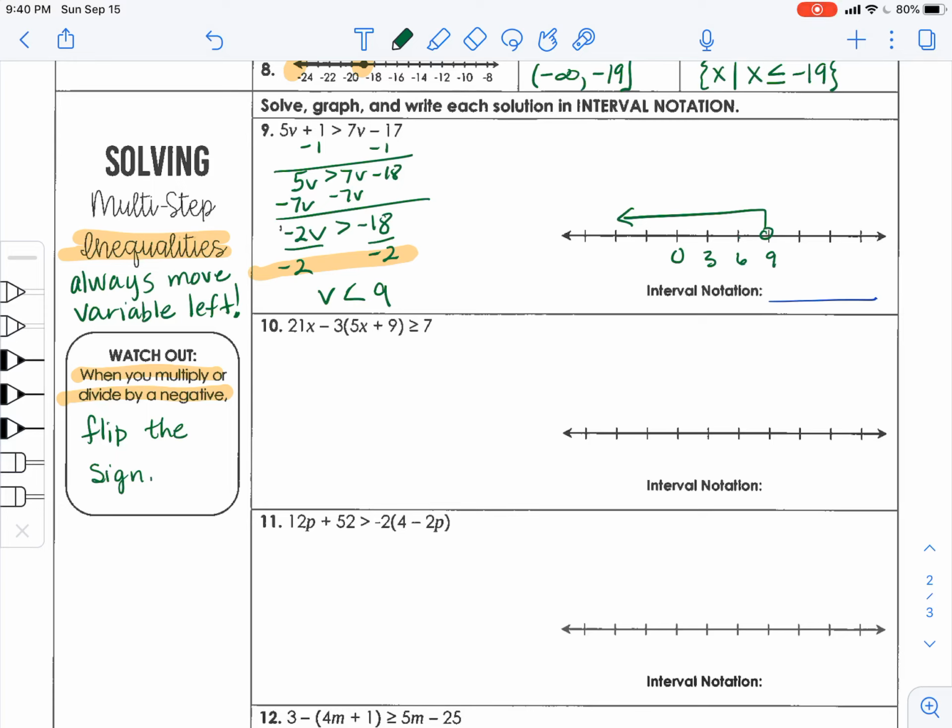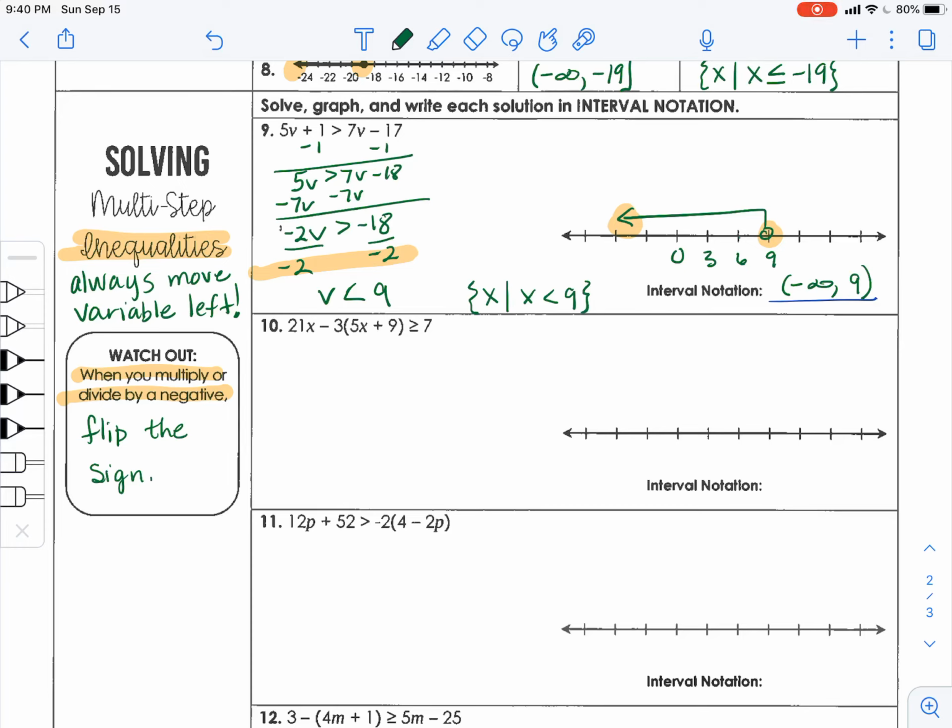Okay, so my interval notation, again, this is on the left, so that would be negative infinity. And on the right is an open circle at 9. So 9 parenthesis. Now, if I was doing this in set builder notation, it would be x such that x is less than 9, again, with your braces on either side. So set builder and interval.